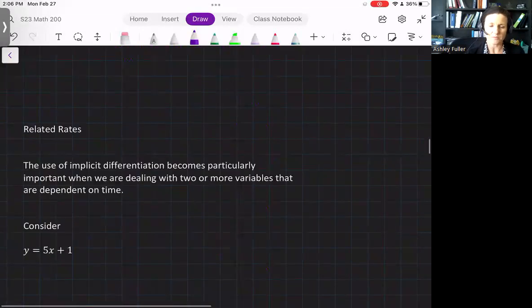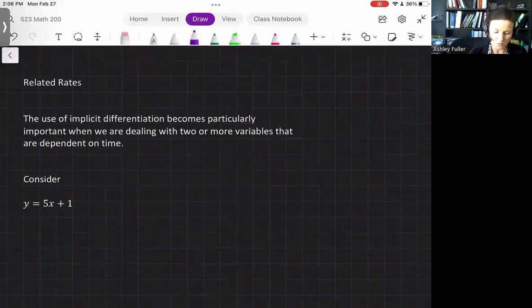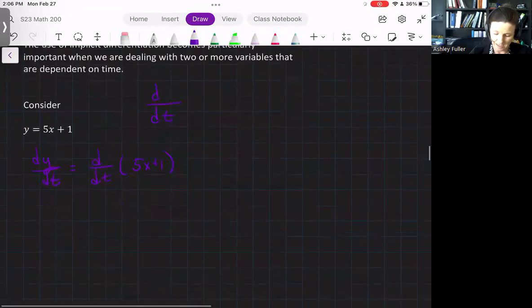And the reason this becomes important is because when we want to look at how two or more variables that are dependent on time affect things. So consider something like y equals 5x plus 1. If x and y were both dependent on time, if we wanted to take the derivative of this with respect to time, then I would do dy over dt is going to equal the derivative of this side of the function with respect to time.